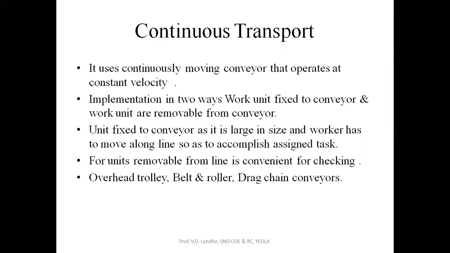Basically, continuous transport uses a continuously moving conveyor that operates at constant speed, meaning the velocity of that system is constant. Second, that conveyor system usually runs throughout the process line. However, if the line is very long, then the final assembly line will be divided into segments. If the process line is lengthy, then we have to divide it into two parts.